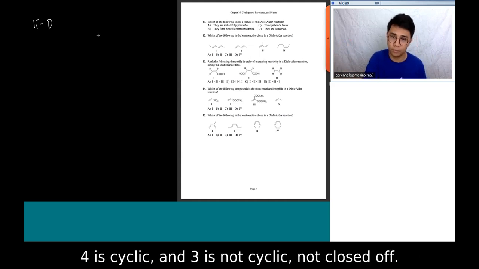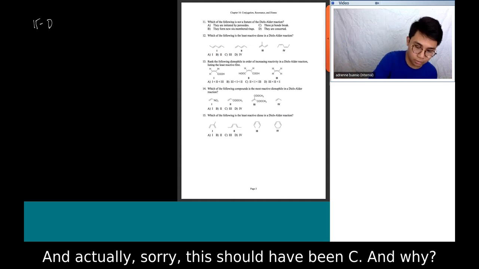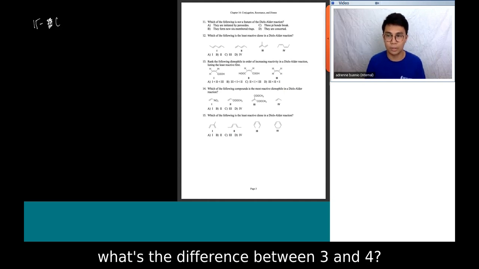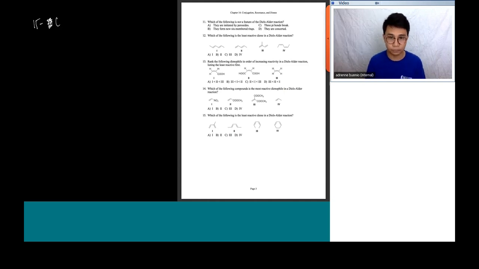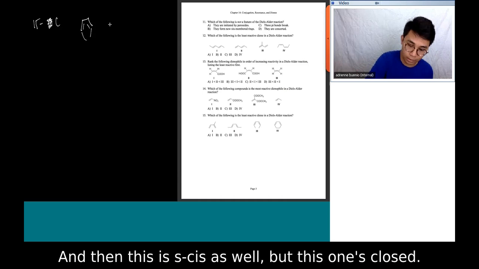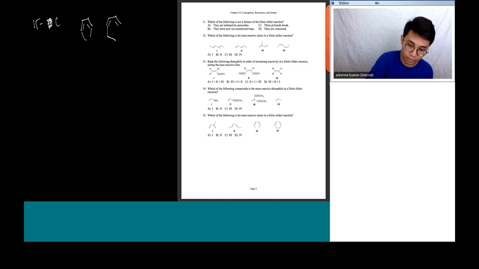what's the difference between them? 4 is cyclic, right? And 3 is not cyclic, not closed off. Okay? And actually, sorry, this should have been C. And why, even though it's cyclic versus acyclic, what's the difference between 3 and 4? Well, same concept, right? We want s-cis, so this is s-cis, and then this is s-cis as well, but this one's closed.